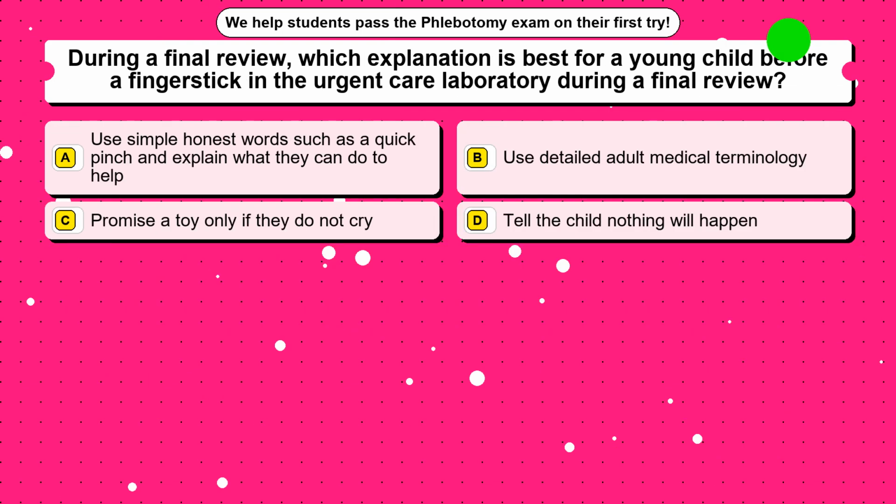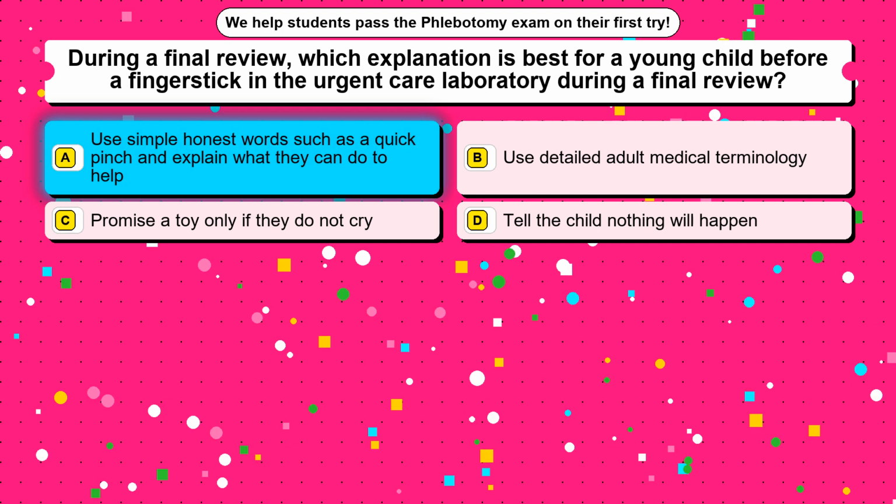Question 84. During a final review, which explanation is best for a young child before a finger stick in the urgent care laboratory during a final review? Option A. Use simple honest words such as a quick pinch and explain what they can do to help. Option B. Use detailed adult medical terminology. Option C. Promise a toy only if they do not cry. Option D. Tell the child nothing will happen.